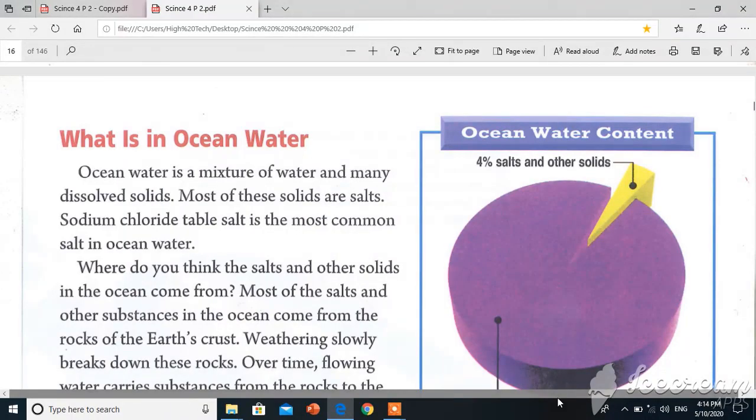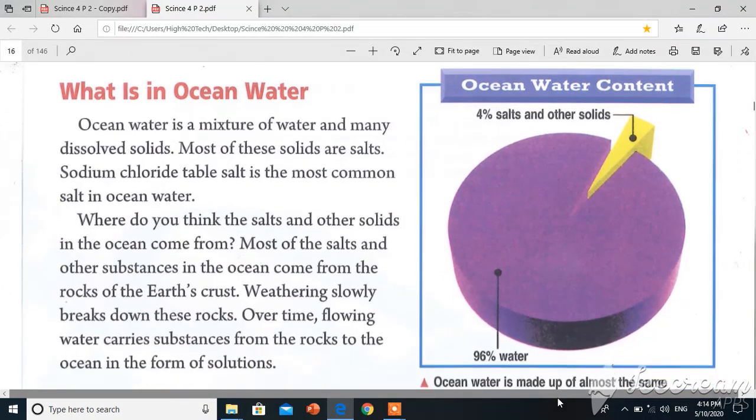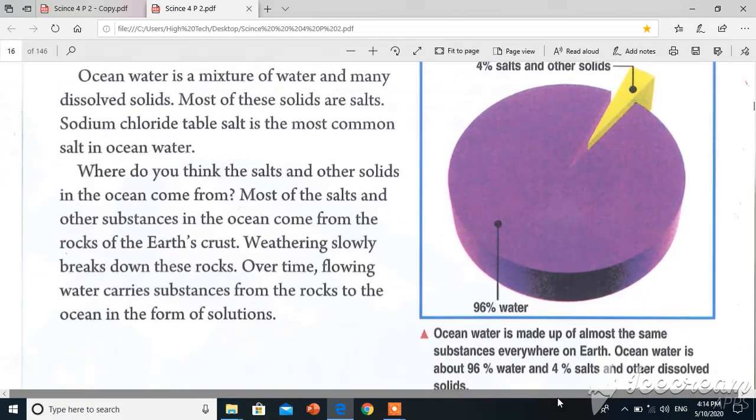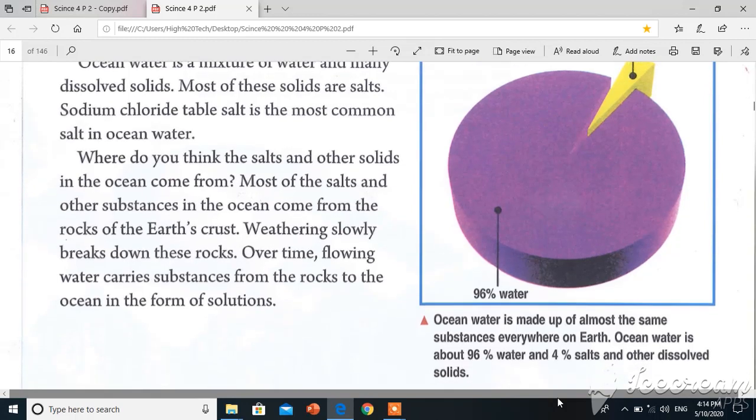Please students, don't forget that it's a very important point. Ocean water is about 96% water and 4% salts. Please restudy at home, and you have to memorize what's in ocean water.